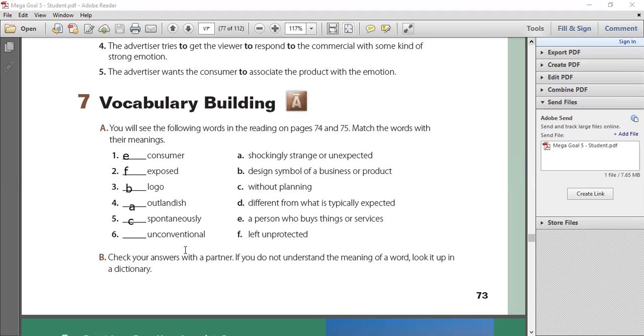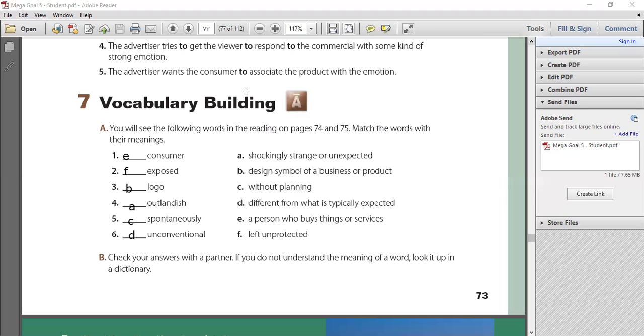And the last one, unconventional. Something which is unconventional is different from what is typically expected. Yes, thank you so much. I would call it unconventional. And the opposite of unconventional is conventional, something that is expected and traditional.